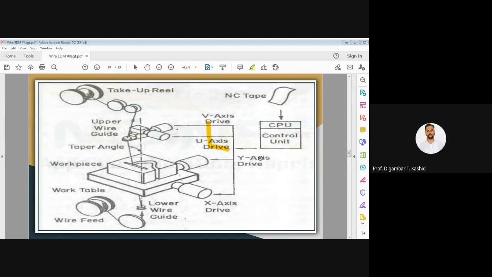So there is a cut off protection circuit also. For that purpose, again, to maintain that inter-electrode gap, we need some servo system. All this controlling should happen through the CNC controller.